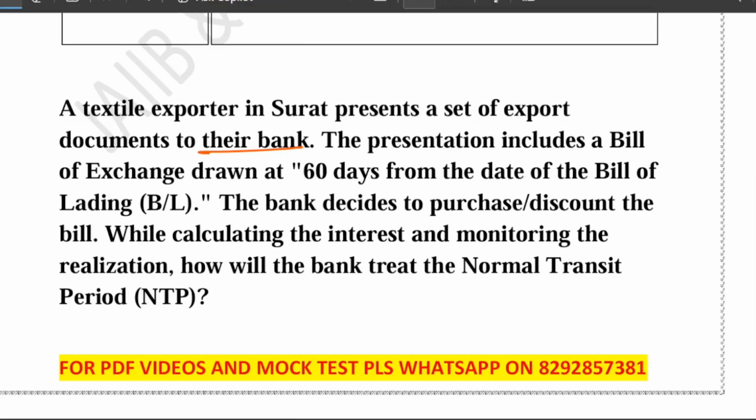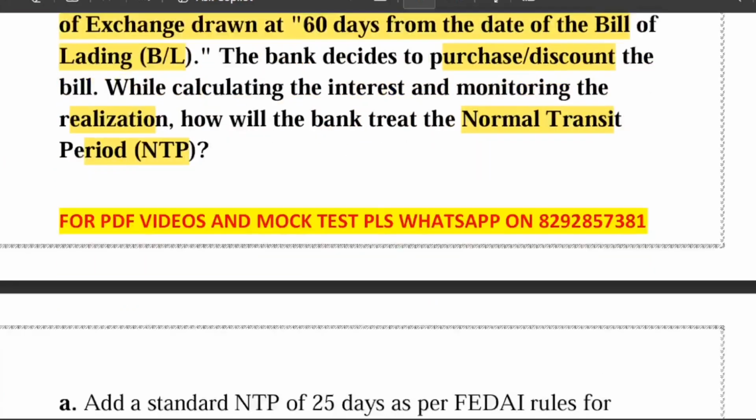What does it include? It includes a bill of exchange drawn at 60 days from the date of the bill of lading. The bank decides to purchase or discount the bill. While calculating the interest and monitoring the realization, how will the bank treat the normal transit period? Very good question. The presentation includes a bill of exchange drawn at 60 days from the date of the bill of lading. While calculating the interest and monitoring the realization, how will the bank treat the NTP?